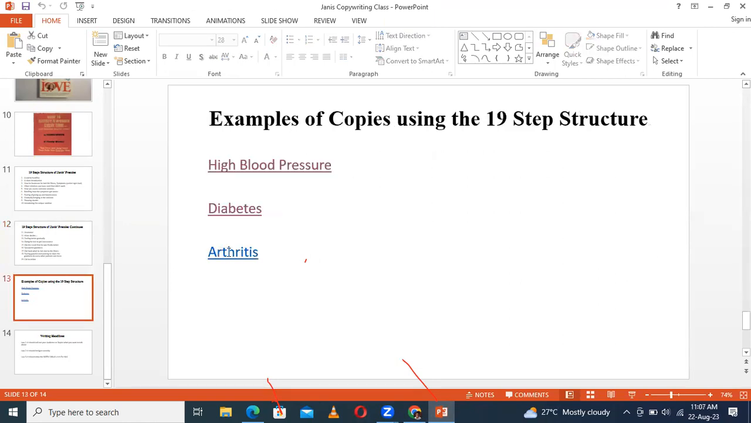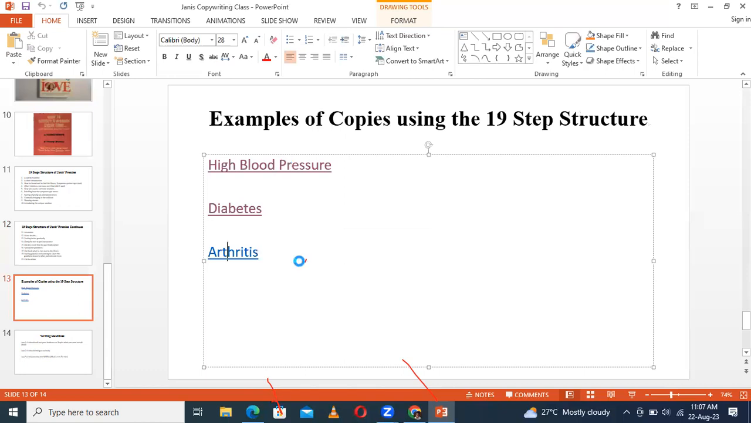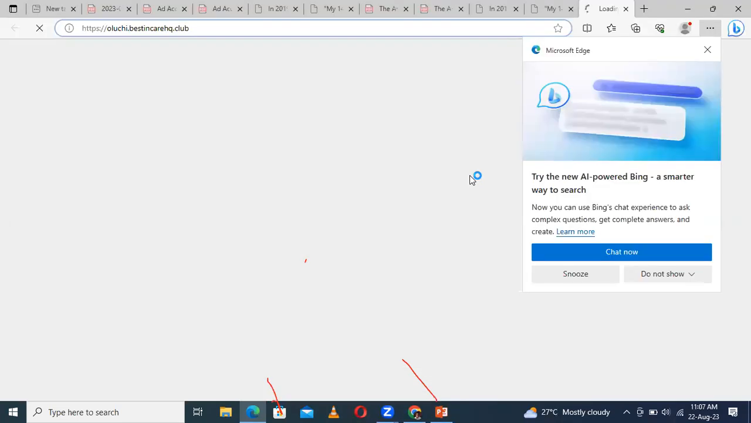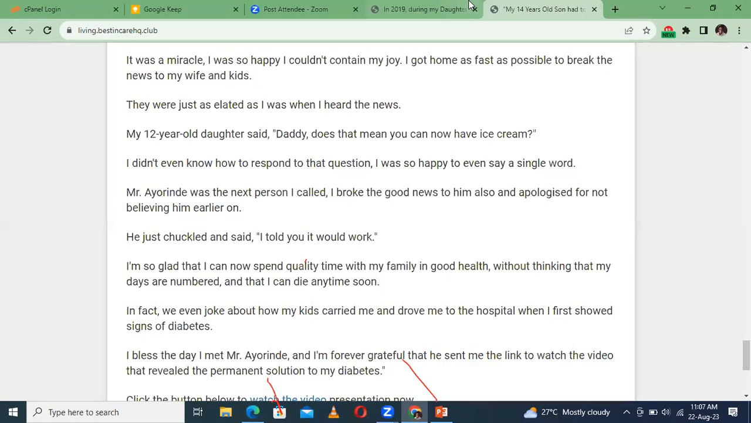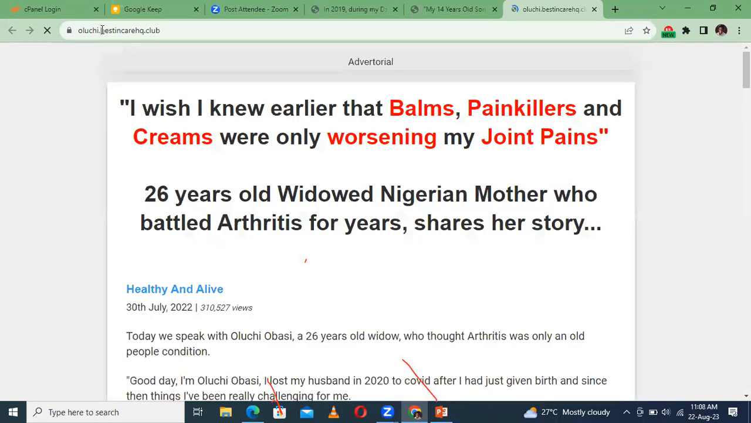That's arthritis. The arthritis example. I don't know who made this website, the default website. So let's wait for the image to load.